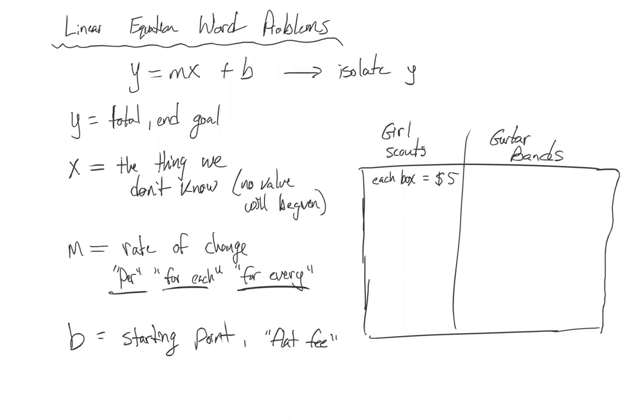What's going to be the y? Somebody put that in the chat. What's going to be the y in this case? These Girl Scouts are selling these boxes of cookies for money. The y is going to be how much money is made, right? How much total money is made is going to be the y. Yeah, exactly. How much they end up making. Very good. X is going to be the thing we don't know, the number of boxes they sell.